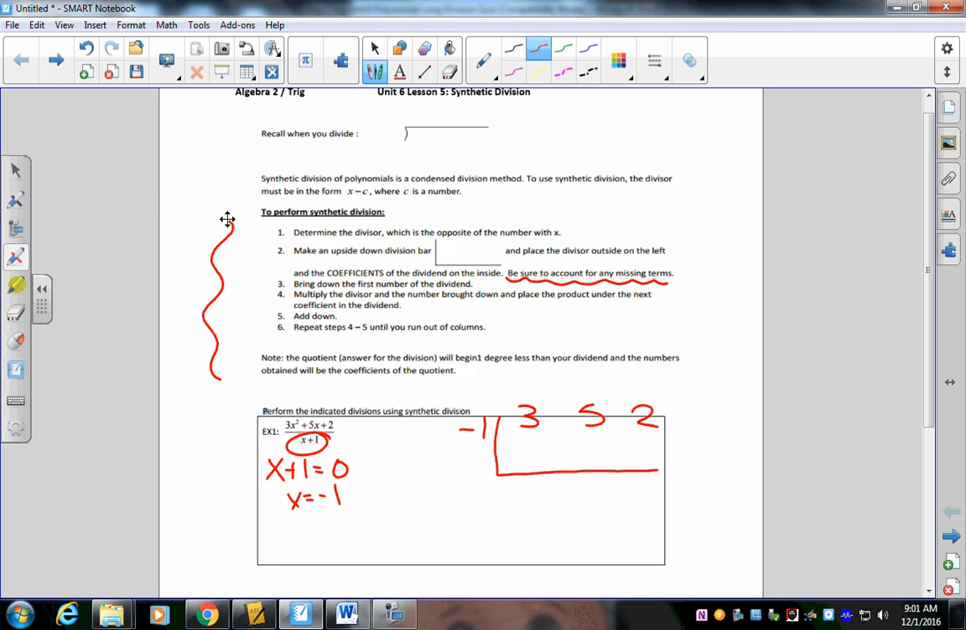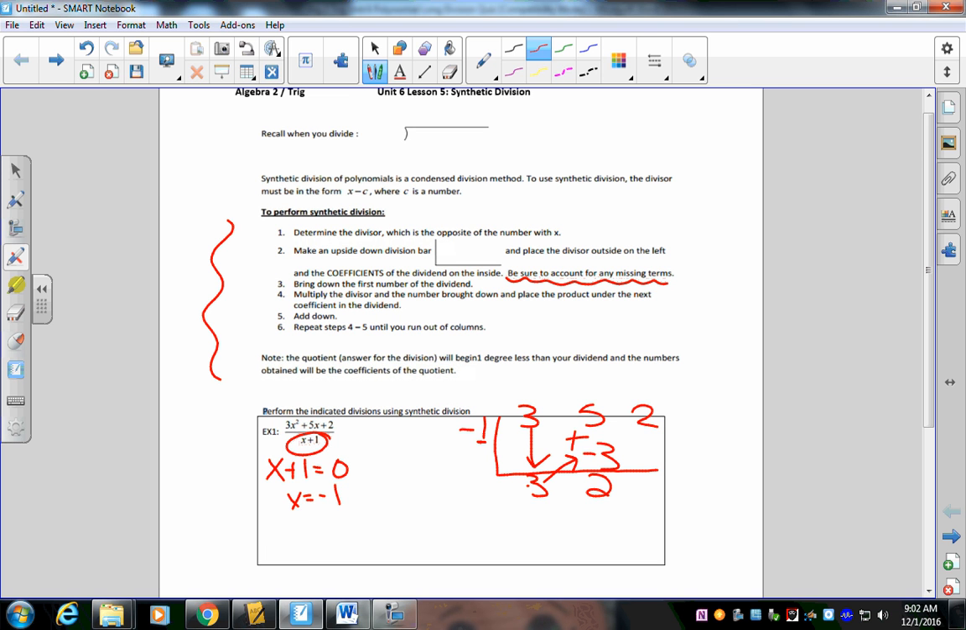So the first thing we're going to do is bring down this first term. Okay, and then I'm going to multiply. I'm going to take this 3 that I just brought down, multiply it by the -1, and put that over here, -3. And then I'm going to add. So you can think of it as adding this first column if you put a 0 to begin with, but you don't need to think of it that way if you don't want to. So I add and I get 2.